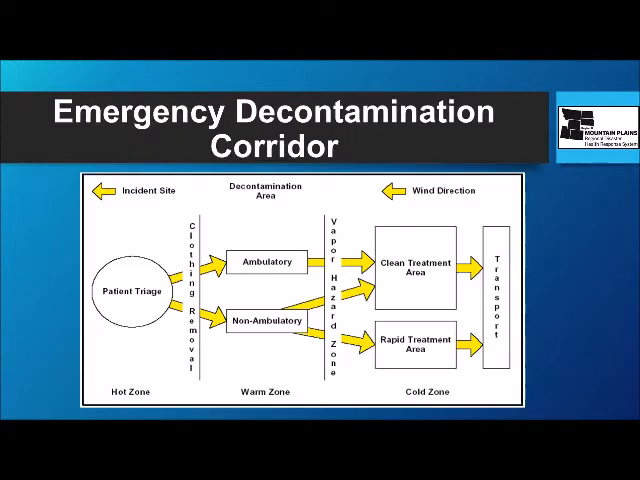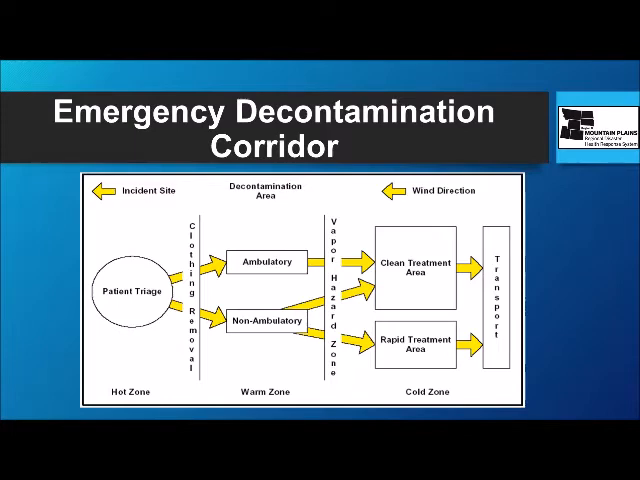This is what this might look like. You've seen this before, but the incident site is to the left, and that will be downwind from where everything else is being done, and also downhill if it's on an incline. Patient triage will be done in the hot zone. Clothing removal occurs at the border between the hot zone and the warm zone. The warm zone is the decontamination area.